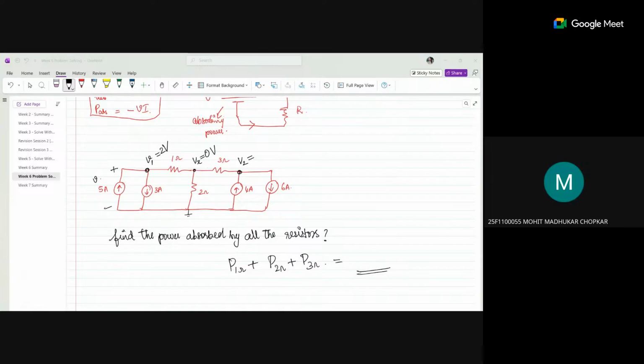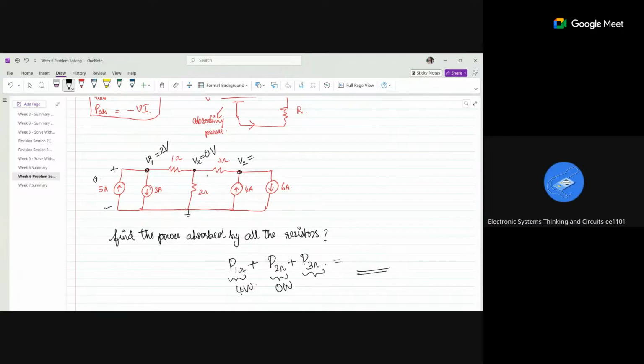P is equal to IV also, no ma'am. We know 2 ampere across 1 ohm, and V is equal to 2 volts. So 4 watts. So the power across the 1 ohm is 4 watts. Ma'am, I think the total power absorbed, with 2 ohm being 0, is it 8 watts? And 3 will be 6. So total will be 10.